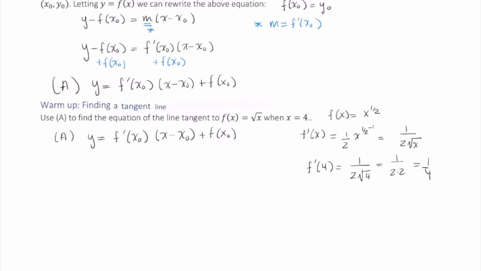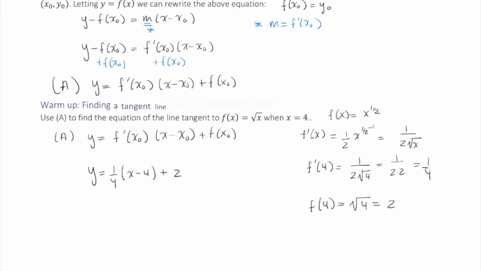Wonderful. Finally, what is our original function f evaluated at 4? Well, the square root of 4 is just 2. So the line tangent becomes y equals 1/4 times (x minus 4) plus 2. Okay, well, why does this matter?